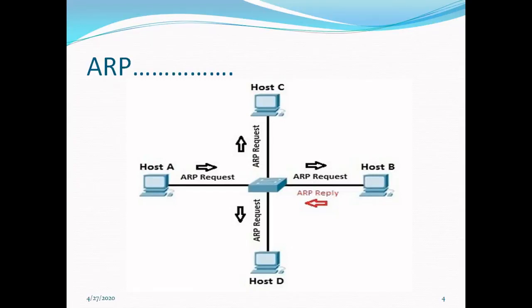In the ARP reply message, host B will transmit its MAC address towards host A. Now host A will get the information of the MAC address of host B, that is the destination. Now host A can start transmitting packets towards host B.